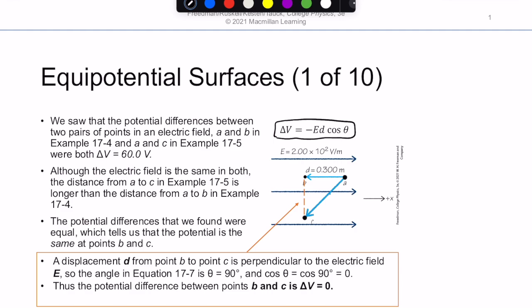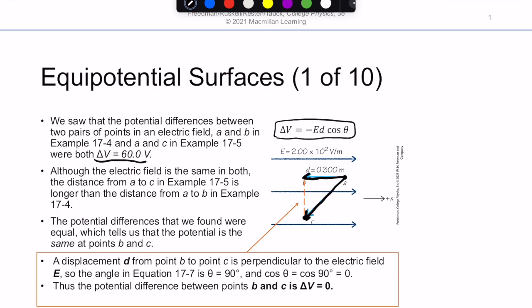And we found the electric potential difference of the charge moving from point A to point B. And then we found the electric potential difference of the charge moving from A to C. And we saw that those values were the same, right? They were both 60 volts, right? Delta V between A and B and delta V between A and C were both 60.